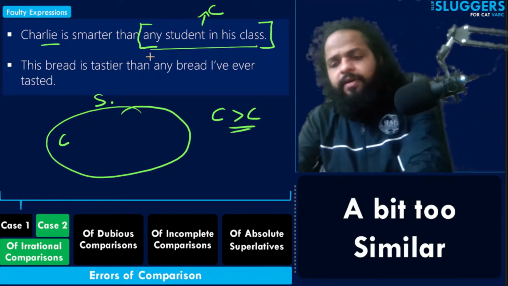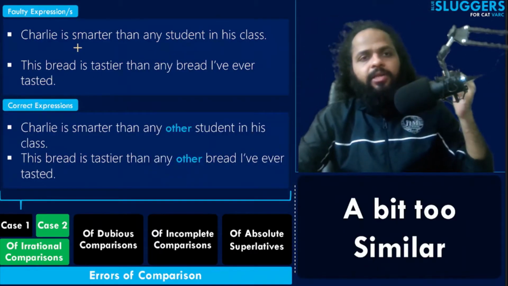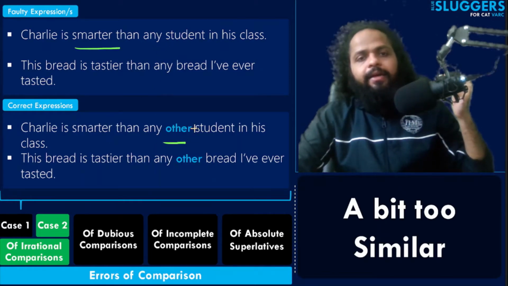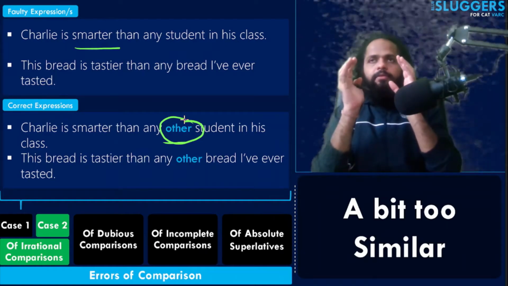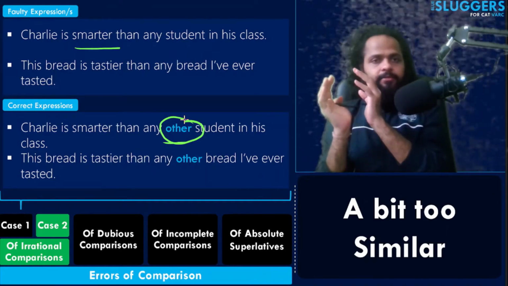So a better way of phrasing this sentence would be, Charlie is smarter than any other student in his class. Now in this case, Charlie has been excluded from the comparison set, right?